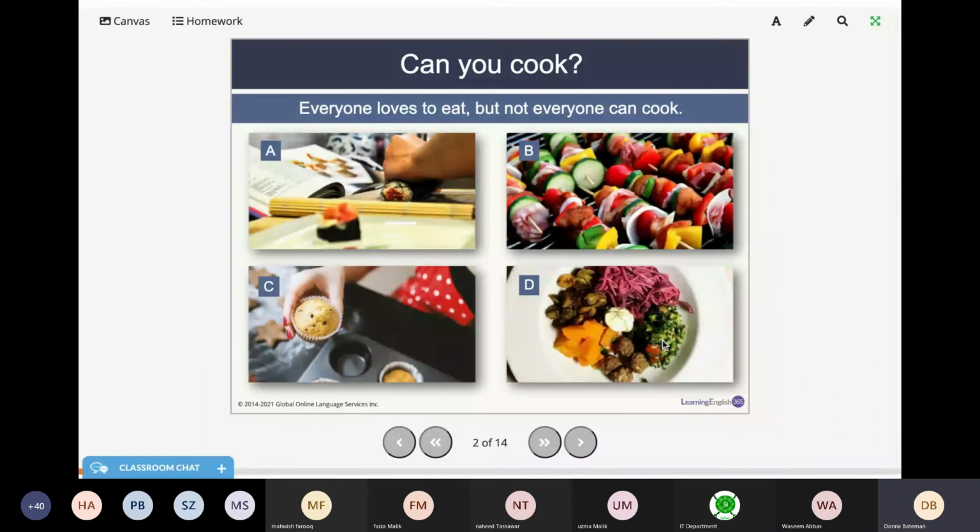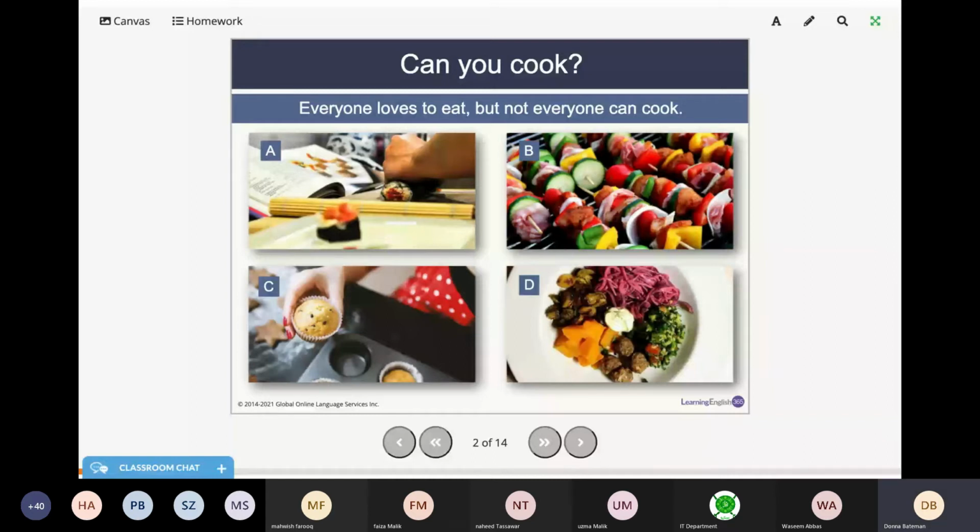As a means of introduction, think about yourself. Can you cook? We all eat several times a day, but not everyone can cook, or not everyone actually likes to cook. Some people like to cook, but are not very good at it. And some people are good at cooking, but really don't enjoy the process.